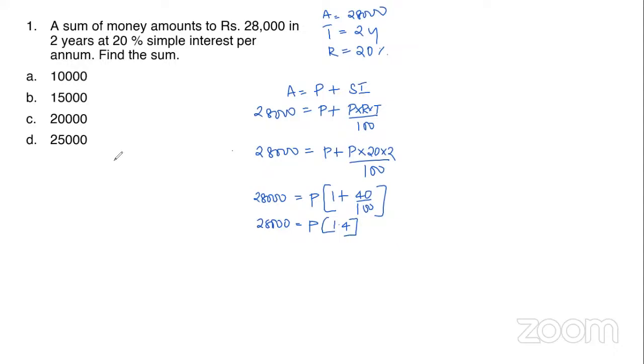So what will be P? P will be equal to 28,000 by 1.4. So 28,000 by 1.4 will be equal to 20,000. Okay, so you will get the answer as 20,000. I hope it is clear for everyone. Is it clear?